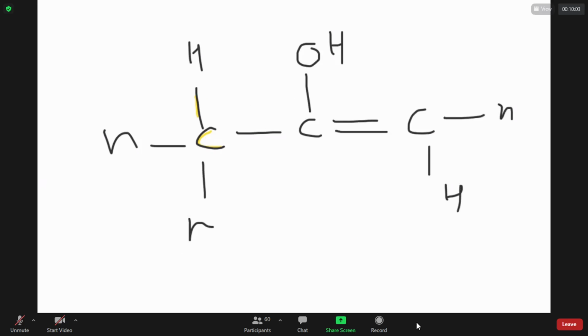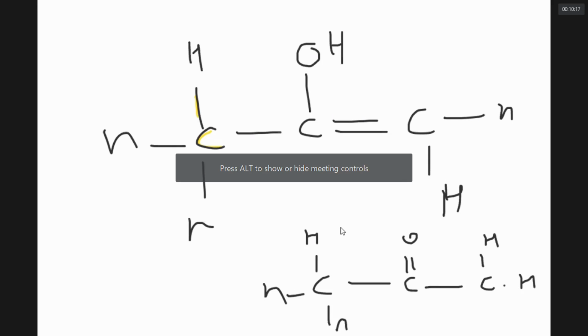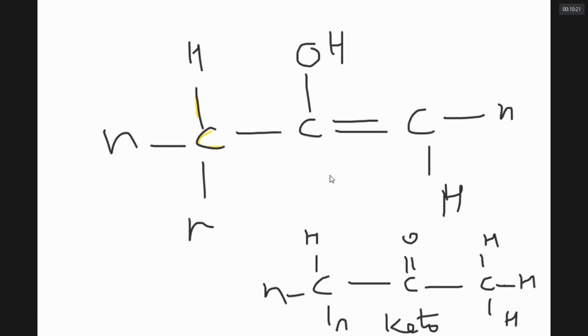This formula, from what? From this. This is called keto form. This is called enol form. Can you see how they got interconverted? What happened, sir?